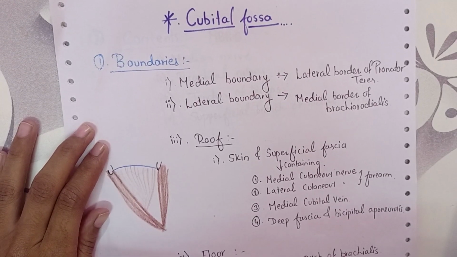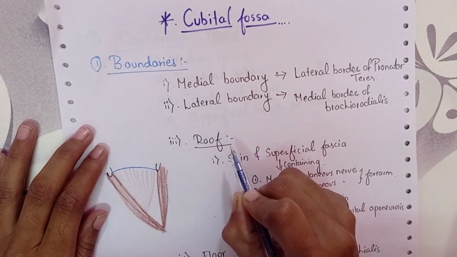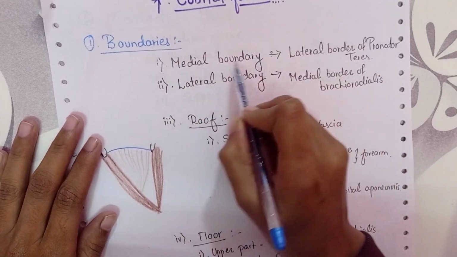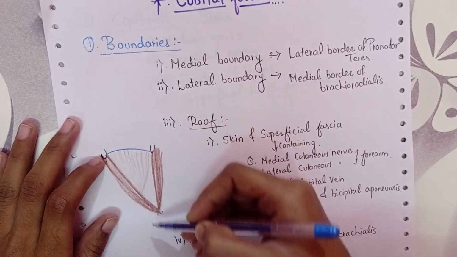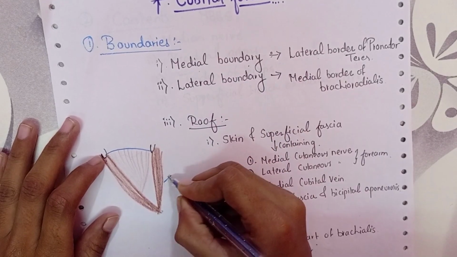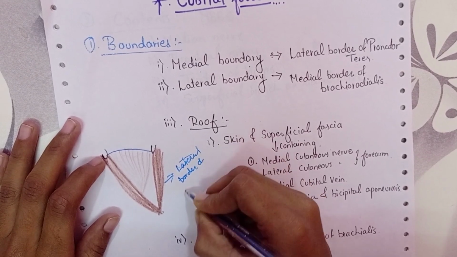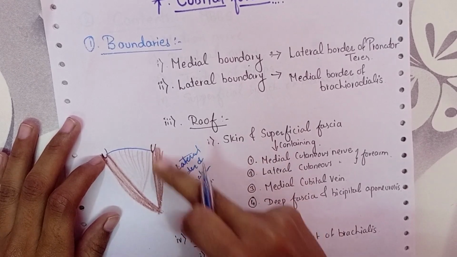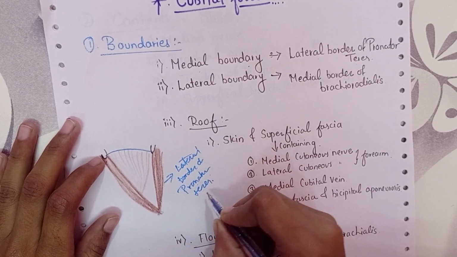Hello friends, in this video we are going to see about the cubital fossa, the boundaries and the contents of the cubital fossa. It is bounded medially, laterally, by the roof and the floor. The medial boundary is by the lateral border of the pronator teres.